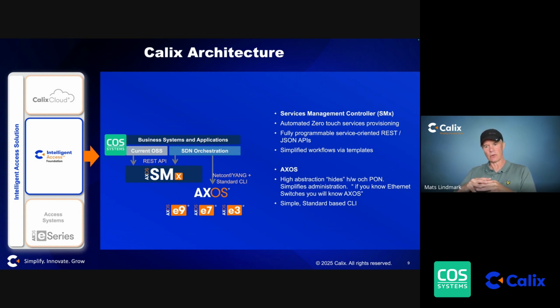Worth mentioning here also is that the AXOS control plane has a standards-based CLI, which also hides all of the abstractions from the PON layer. So if you are used to configuring Ethernet switches, this is what you need to know with AXOS. You don't have to know specific PON technologies like GEM ports, T-CONTs, and so on. It's all hidden, and that's one of the advantages for you, where you can actually migrate in an easy way from point-to-point Ethernet to XGS-PON.